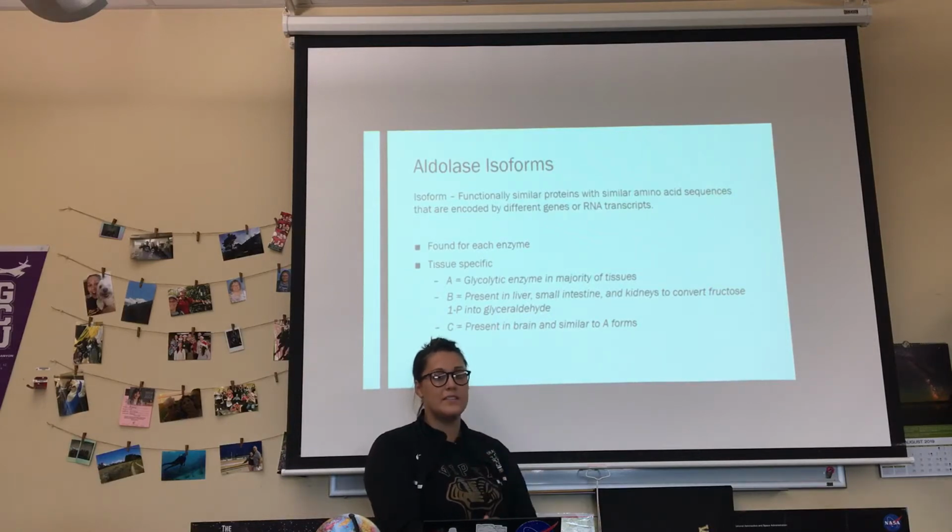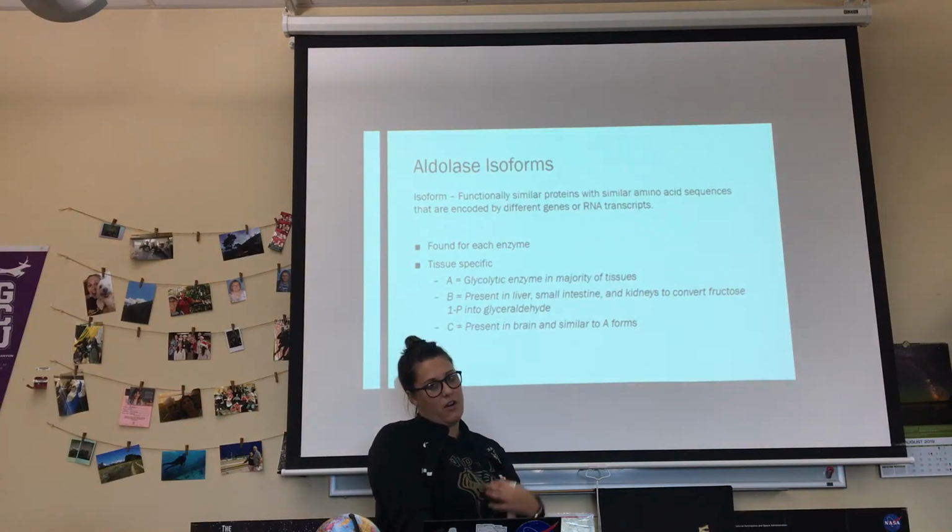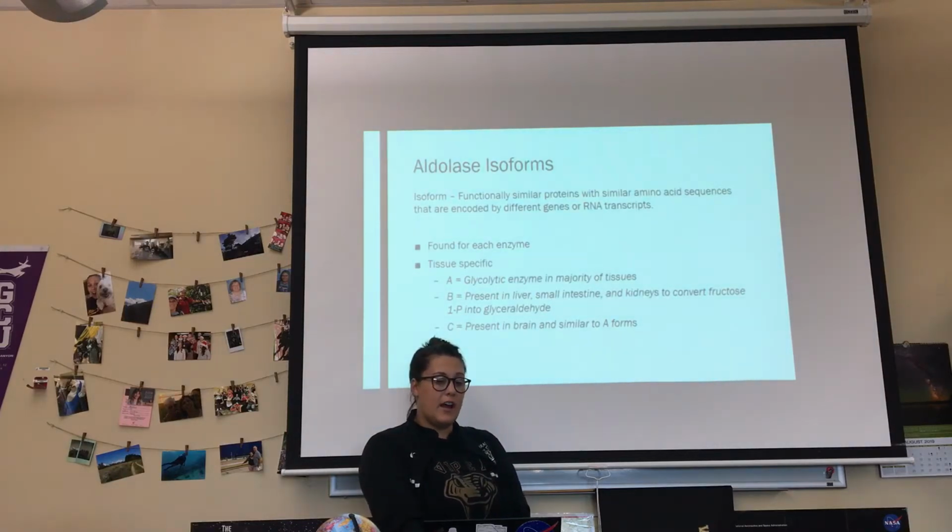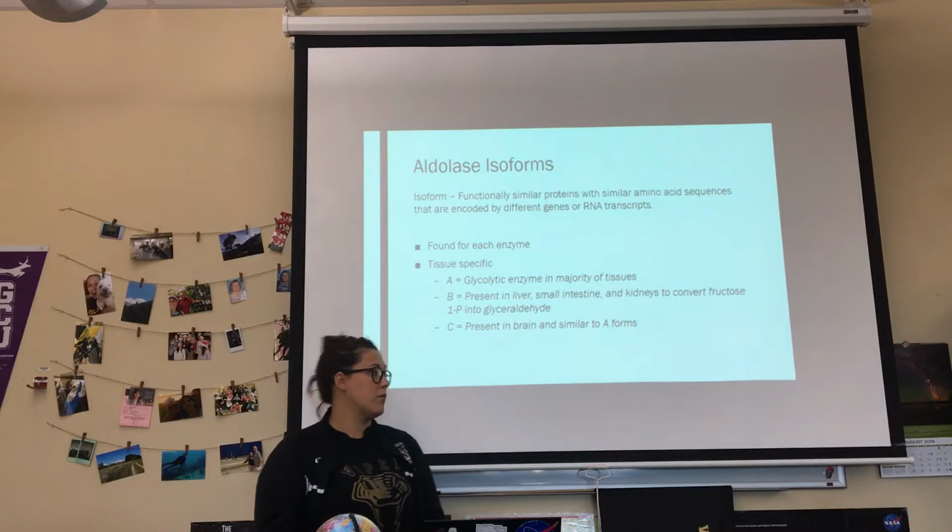An isoform is a similar protein with similar functionality and similar amino acid sequences, but it is encoded by different genes or RNA transcripts. Although they may look similar and act similar, the genes in their DNA and the RNA behind them are slightly different. So for each enzyme, such as aldolase, there are different types of the enzyme, so different isoforms.